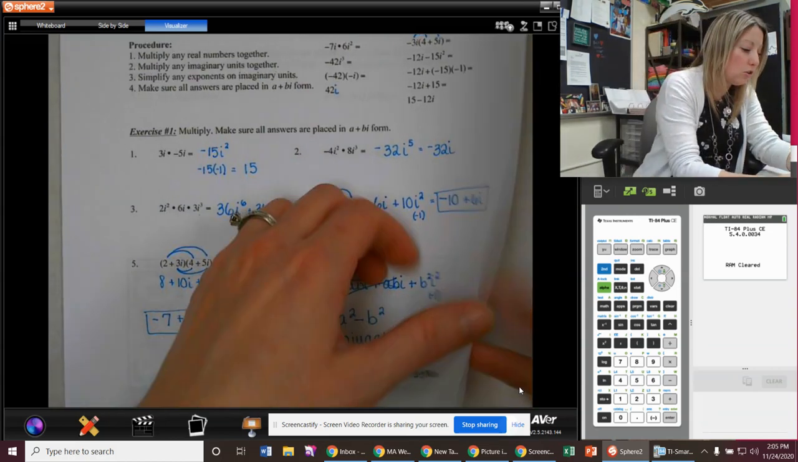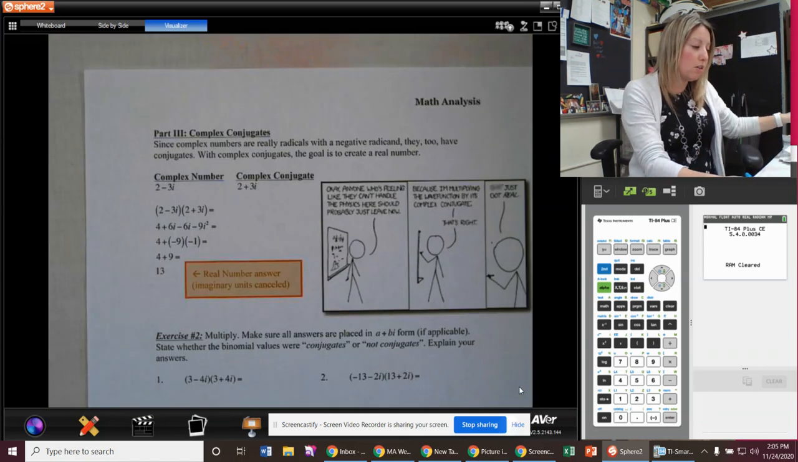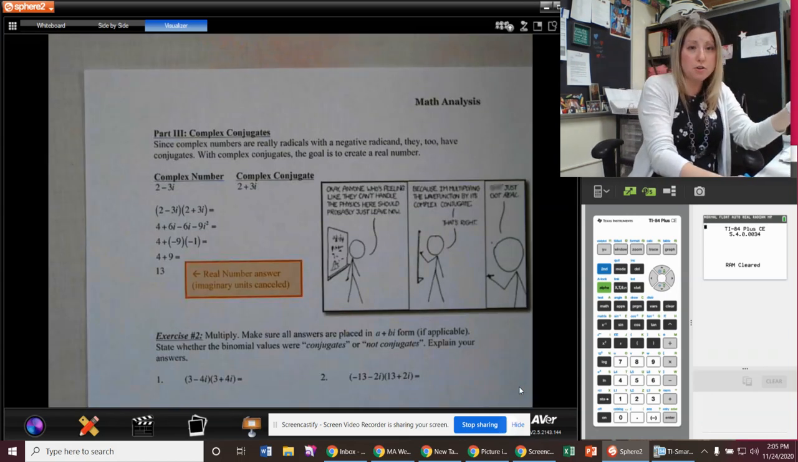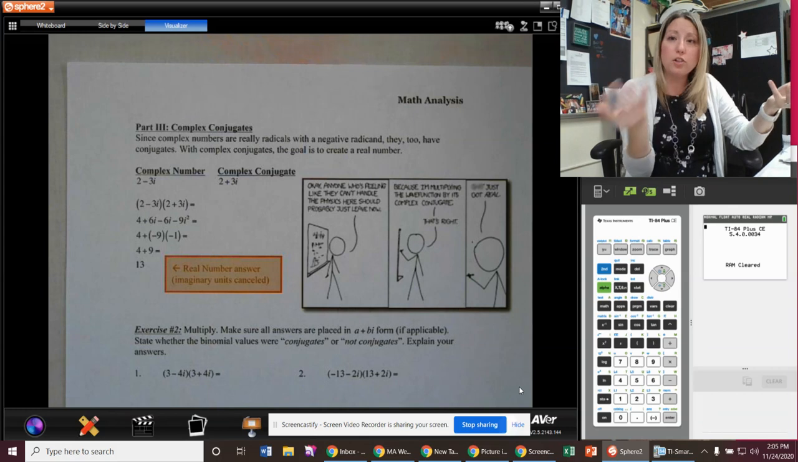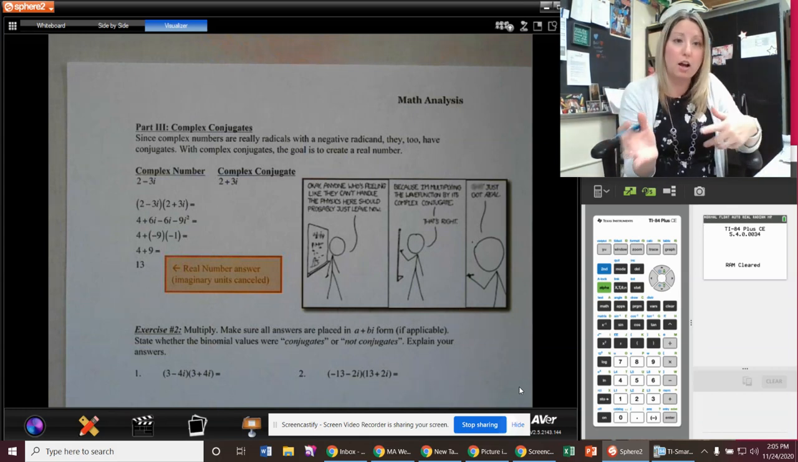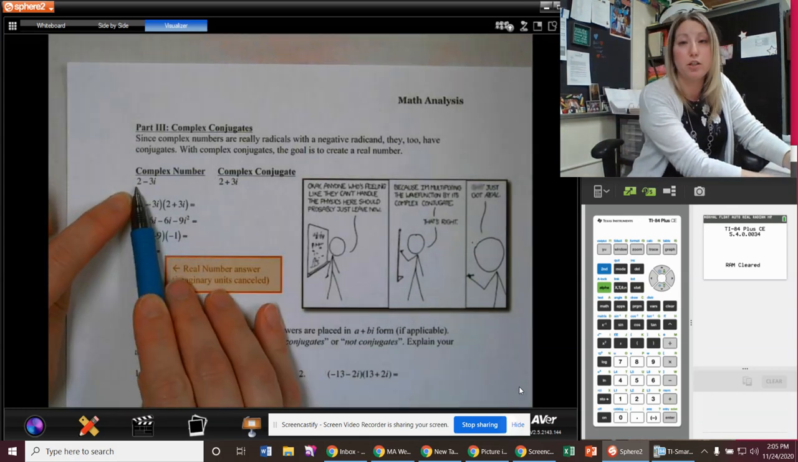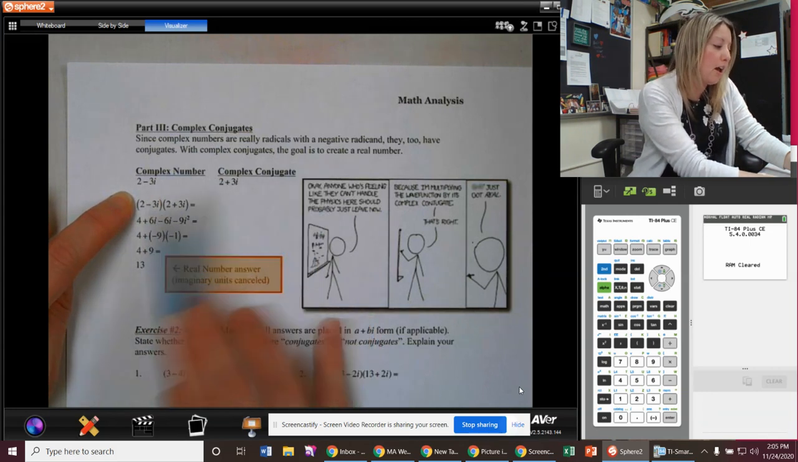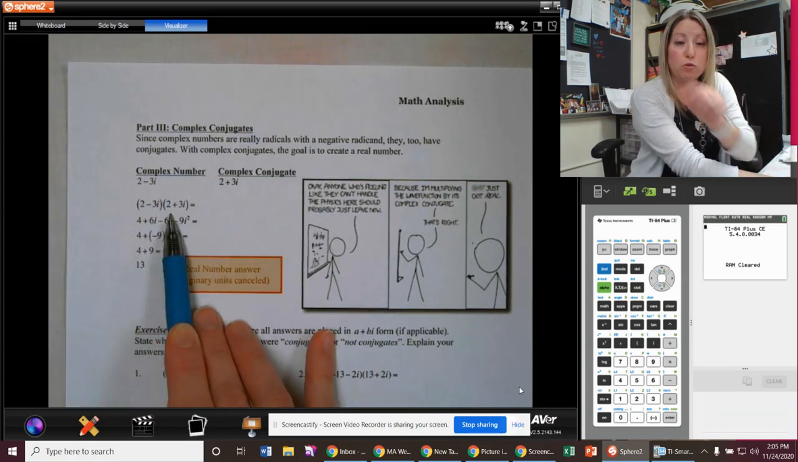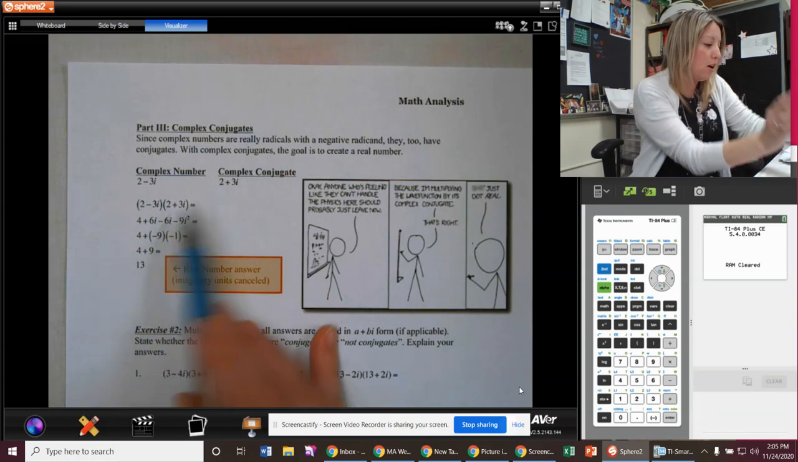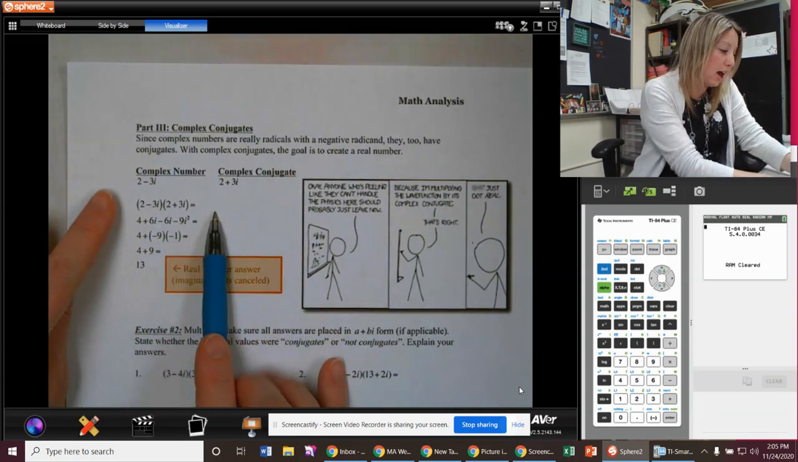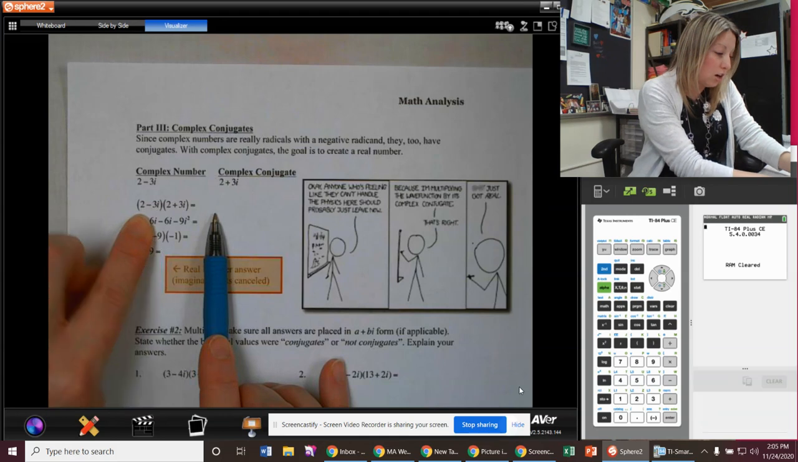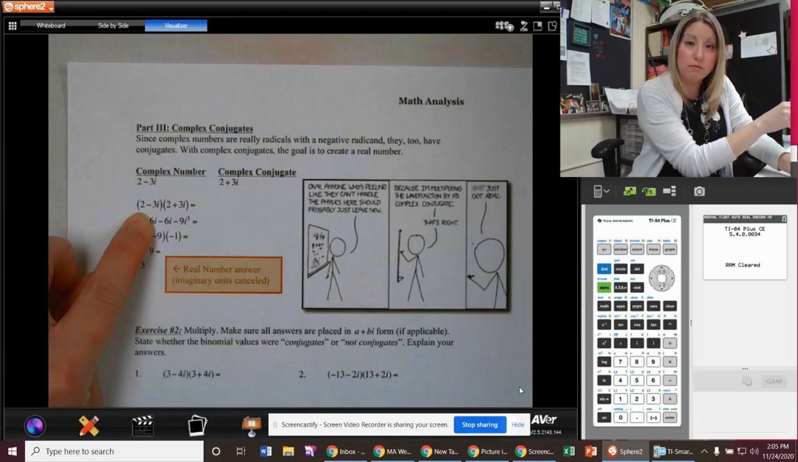Okay, so conjugates are still a thing with imaginary numbers. So you've got your complex number, its conjugate is the same pieces, opposite sign. So if my complex number is 2 minus 3i, its conjugate is 2 plus 3i. And when those multiply together and FOIL, what you're really looking at is the square of the front one.